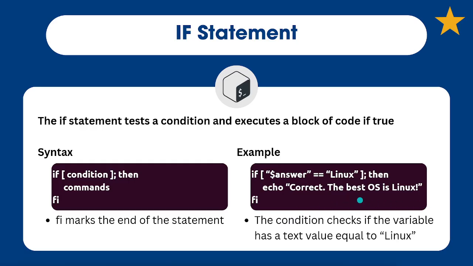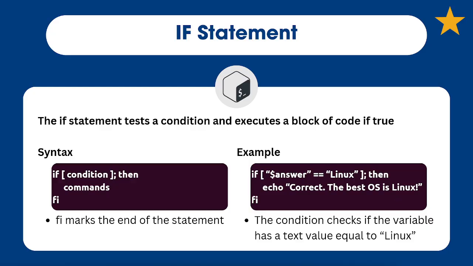So yeah, the condition checks if the variable has a text value equal to Linux. For example, this could be a test that a student took on the terminal, or maybe we're reading from a file. We'll learn how to do that. And if the answer they put is equal to Linux, then we're going to output this back to them. We're going to say correct. The best OS is Linux.